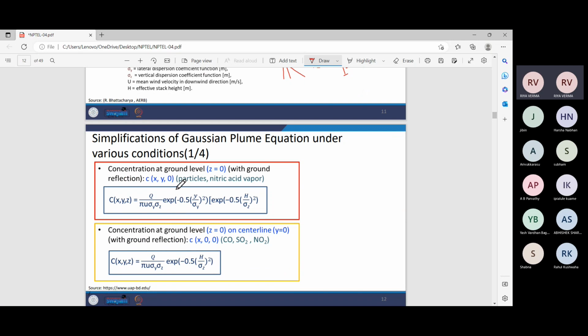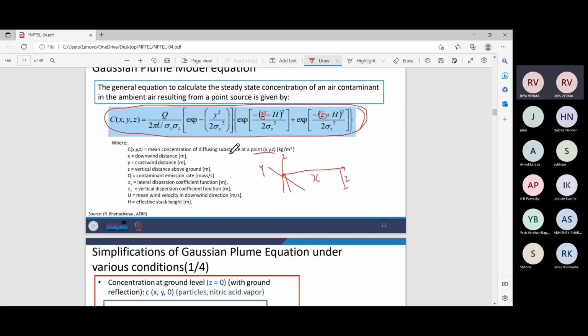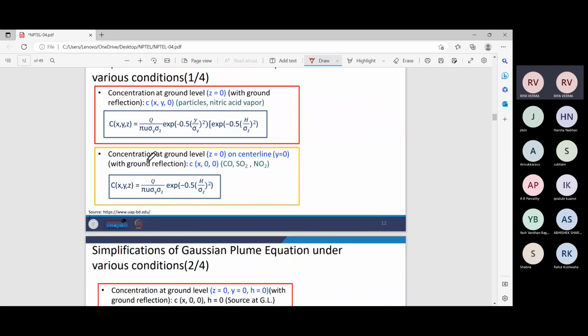And if we are taking the concentration at the center line of the plume, then this y will also become 0. So the equation will get converted into just this one: Q by pi u sigma y sigma z, e raised to the power minus h square by 2 sigma z square. This can also be written like this now.